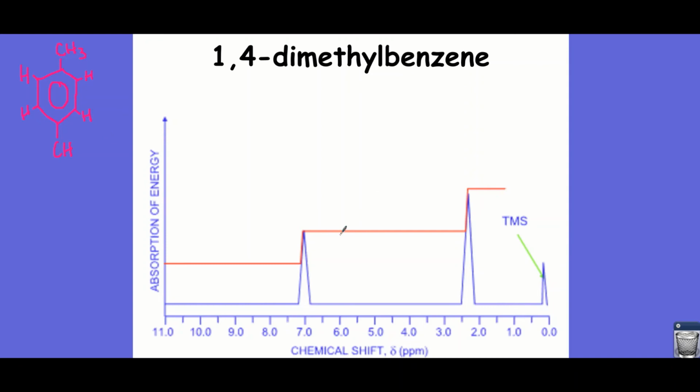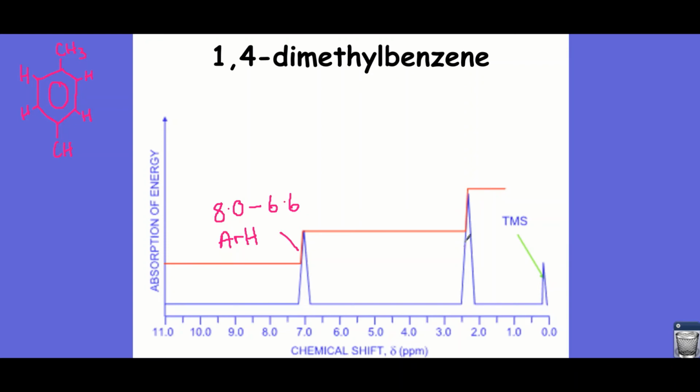Okay, so again, page 16 of your data booklet, look along the top and look at where these shifts fall. Here we have one round about 7, and if we look down our table, something that falls within a range of 8.0 to 6.6 will represent an aromatic hydrogen, so a hydrogen directly attached to a benzene ring, and we obviously have 4 of them.